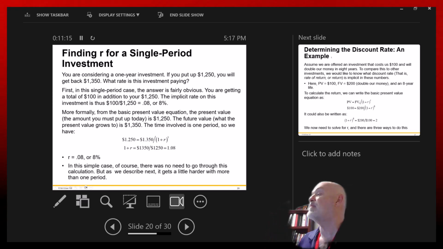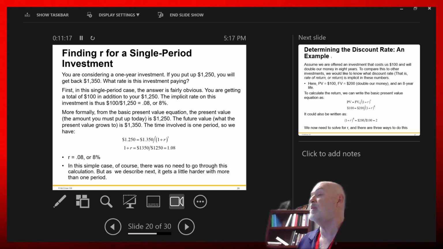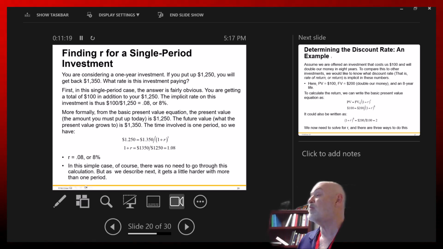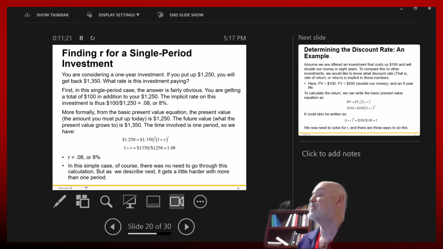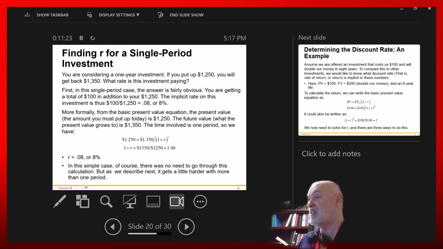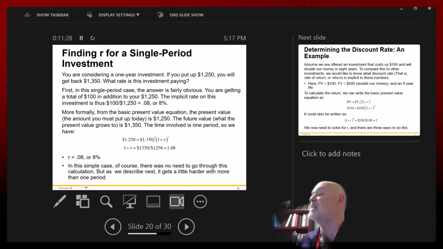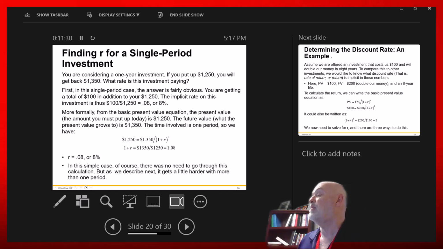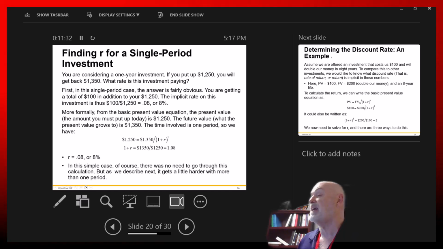You are considering a 1-year investment. If you put up $12.50, you will get back $13.50. What rate is this investment paying? So let's reverse this. First, in the single period case, the answer is fairly obvious. You are getting a total of $1 in addition to your $12.50. The implicit rate on this investment is thus $1 divided by $12.50, which is 8%.